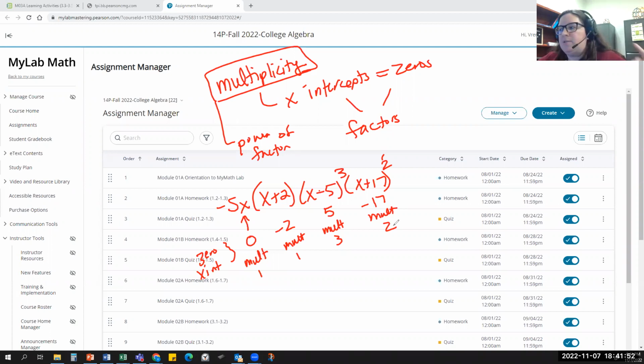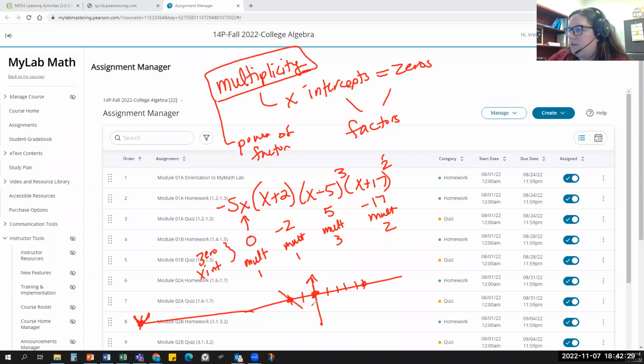The reason we care about multiplicity is because that decides how the graph actually behaves at that x-intercept. So I have 0 and negative 2 and 5 and then negative 17. I have those x-intercepts. But what the multiplicity tells is, does the graph actually cross the x-axis at that point, or is it just touching it? So if it's an even multiplicity, it's just touching. Maybe from above, maybe from below, we don't know for sure. But if it's an odd multiplicity, it's going to cross. So that's what multiplicity is about. And again, it's not really super complicated. You just have to learn what that word means.